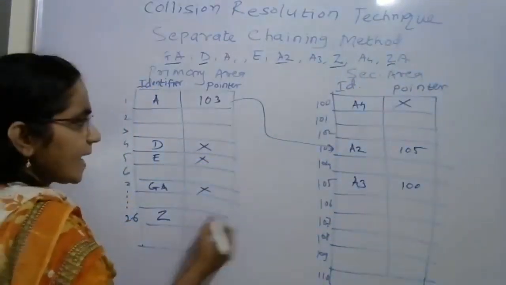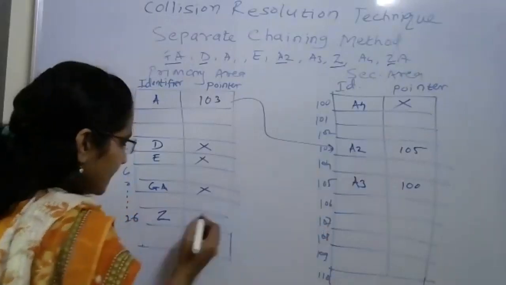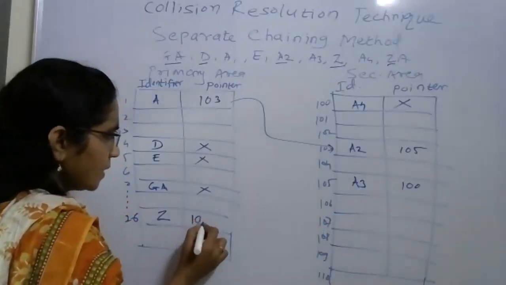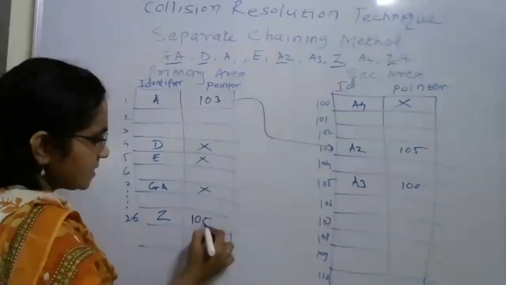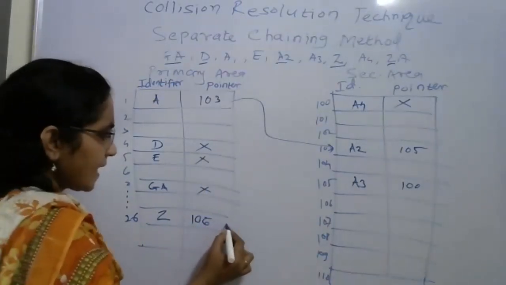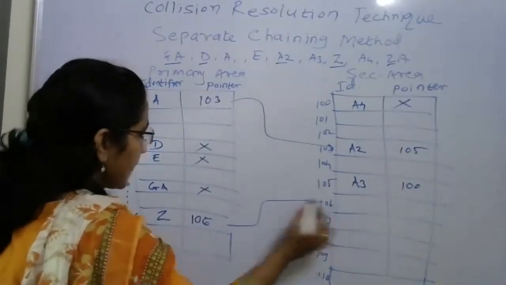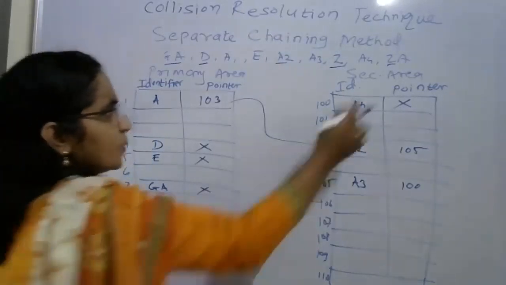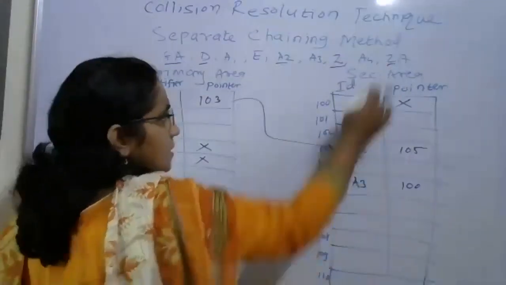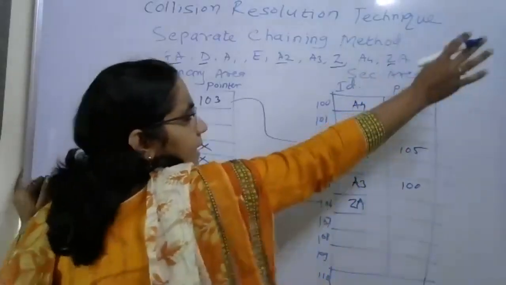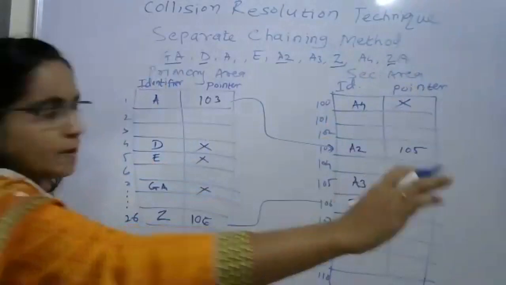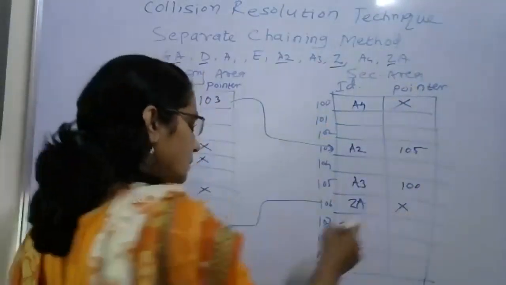So I give here the address in the secondary area. Suppose I give here 107. Okay, 107 or 106. The meaning is that at 106, the next colliding record that starts with Z is accommodated. So what about ZA? There is no identifier that starts with Z, so you just keep a null value.